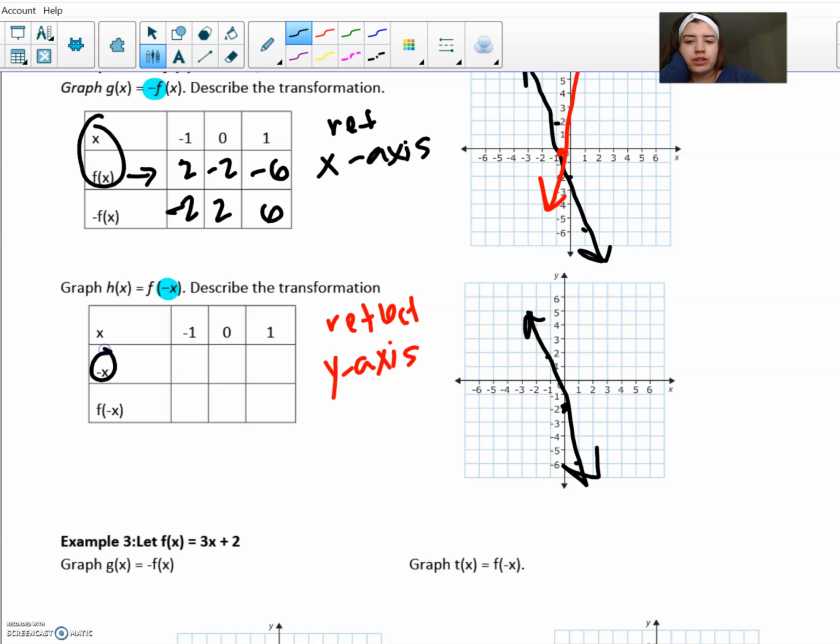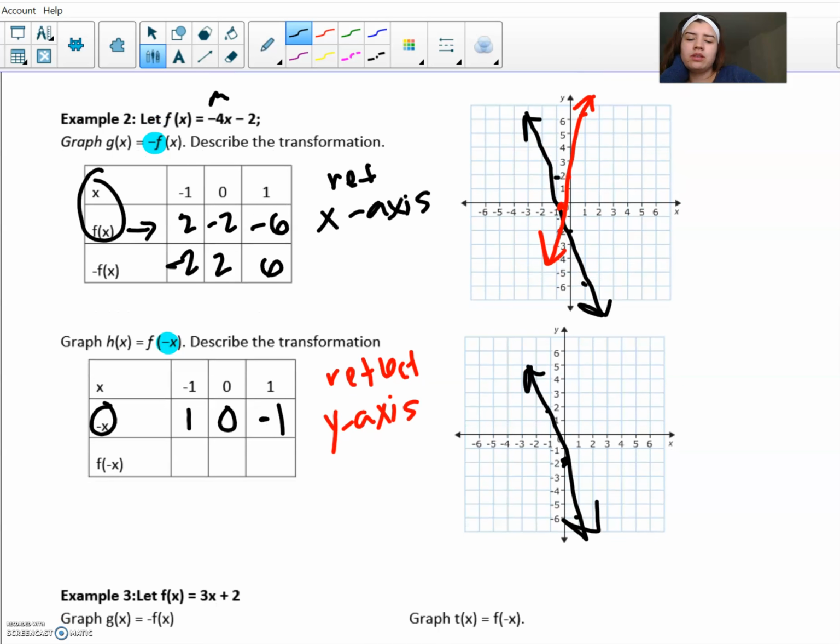So our first step is to make all of our x's negative. So -1 times negative will give us 1. 0 stays 0, and 1 becomes -1. Now we plug it into our parent function, doing -4 times 1 minus 2. And that's -4 minus 2 is -6. We plug in 0, we get -2, we plug in -1, and we get a +2.